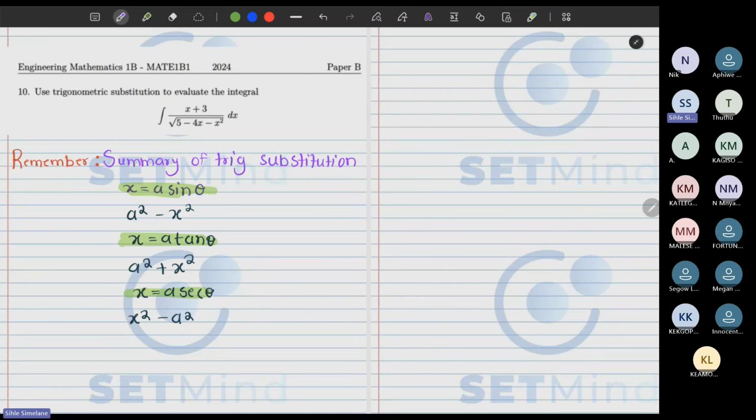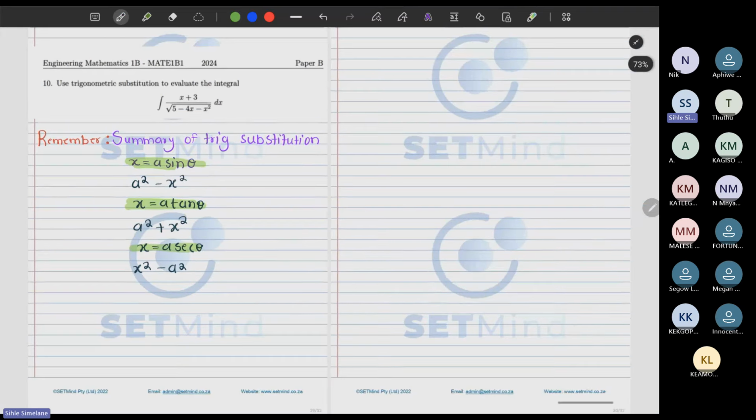Okay, now with this problem, let's have a look at what is happening. We can see that our substitution will actually happen because of the denominator. So I'm going to focus on that denominator because I want it to take the form of a squared minus x squared, and currently it is not. So I have 5 minus 4x minus x squared. I'm going to try and rewrite this such that I'm easily able to do our substitution.